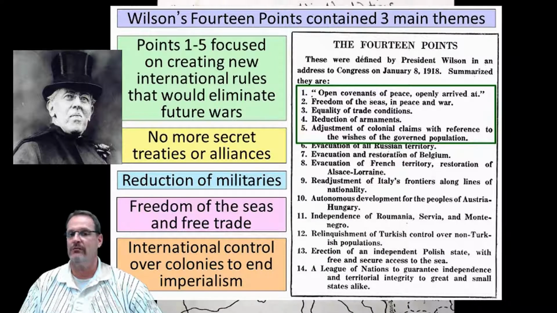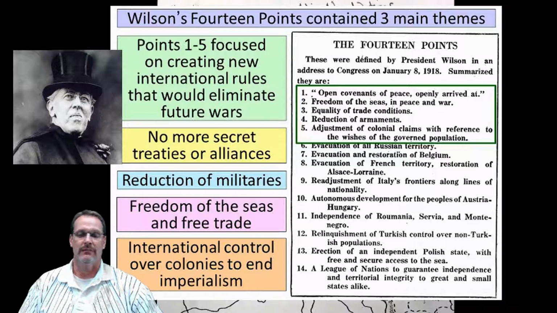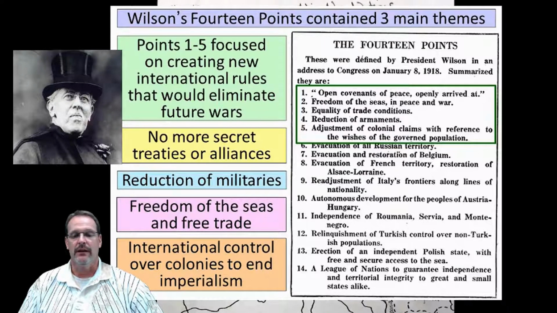Now, all these things weren't agreed to because countries like Great Britain did not want to give up any colonial claims to places like India and Southeast Asia. The French didn't want to give up their colonial claims. So as you can see, that wasn't something that was very popular, but the creation of a League of Nations was something people would want to add.